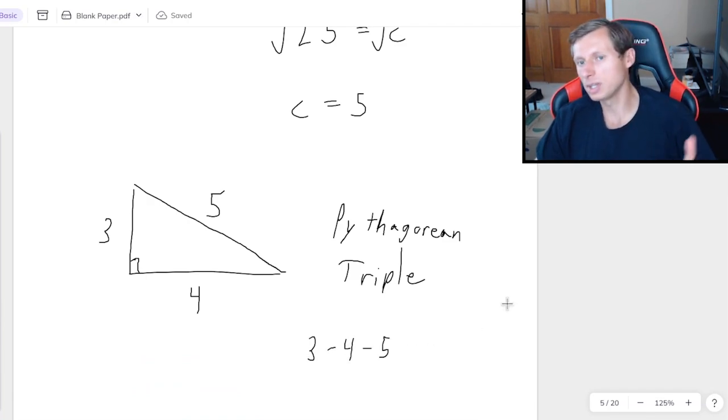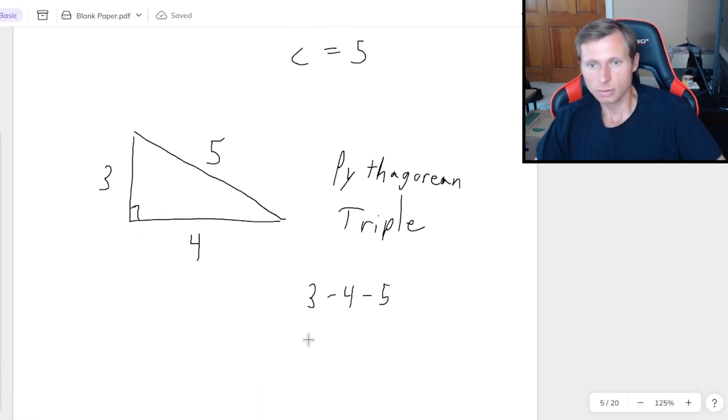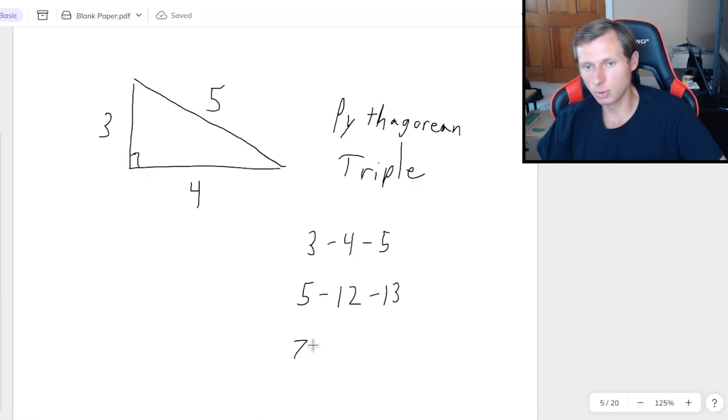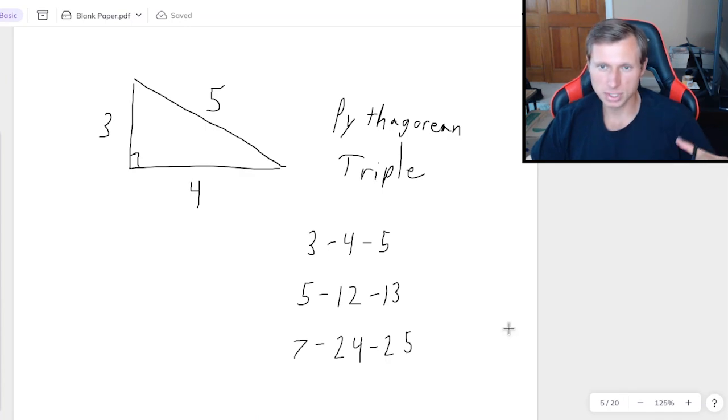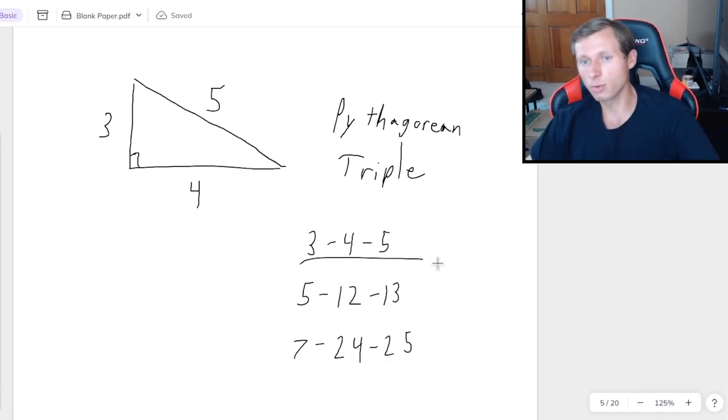And there's other ones that happen to work out that way. For instance, another famous one is the 5, 12, 13 Pythagorean triple. And here's one more, 7, 24, 25. There's a whole list of Pythagorean triples that you can Google if you want, but the most famous one is the 3, 4, 5 right triangle, and it's definitely one I'd recommend memorizing because it's so famous.